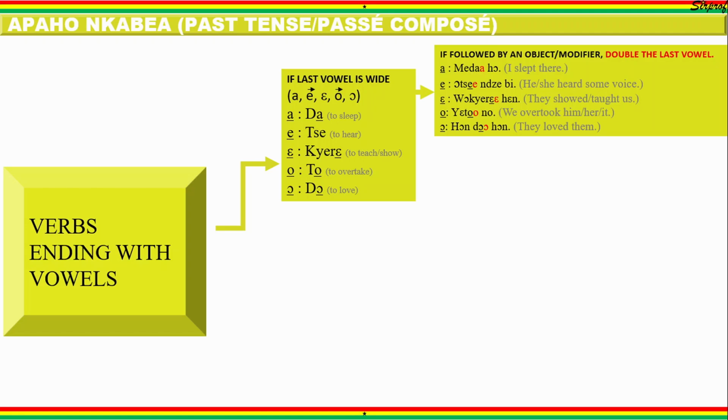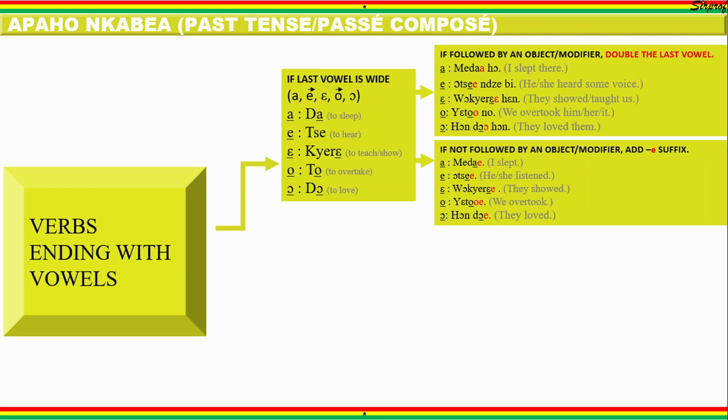Example, meda ho, ote nzibi, wachre hen, Yεtooe no, hon do hon. However, if the verb is not followed by an object or a modifier, we add an E suffix. Medai, ote, wachre, Yεtooe, hondoi.